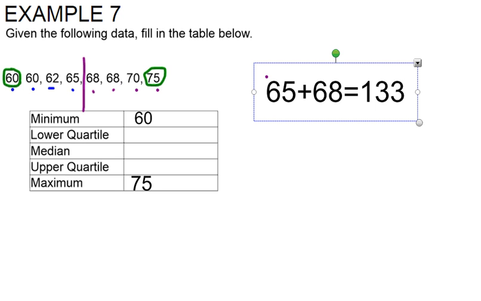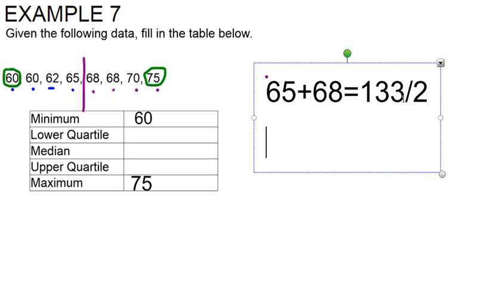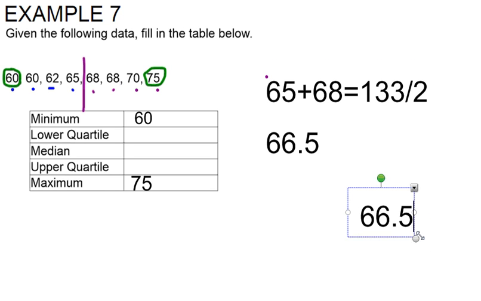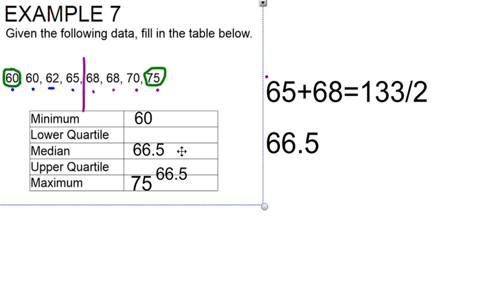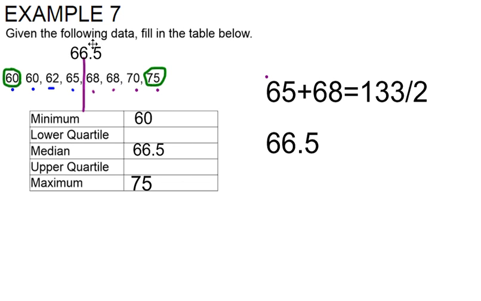Essentially what we're doing is finding the mean for those two numbers. So there's two numbers, we're going to divide it by 2. That will give us 66.5, which is going to become our median. And that median, again, is not part of our data set.